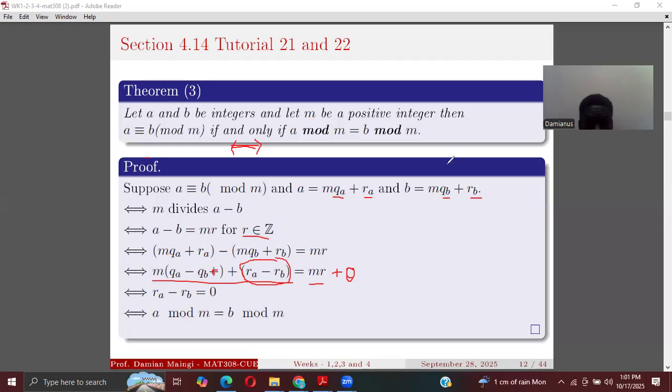And what is Ra? Ra is the remainder on division of A by M, which we are calling A mod M. And Rb is the remainder on division of B by M. So they are equal. And this is what we were proving.